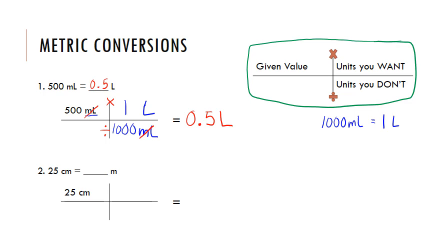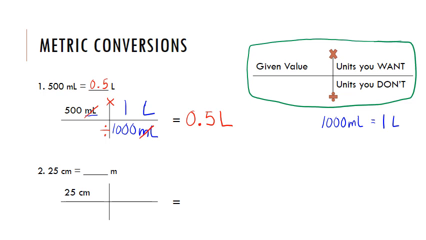Let's take a look at example 2. It says 25 cm. C represents centi. It's another one of our prefixes. So centimeters, because m is our base unit. 25 centimeters equals blank meters. So we're going to do the same type of setup. We start with our given 25 centimeters. We have our T, or our railroad tracks.